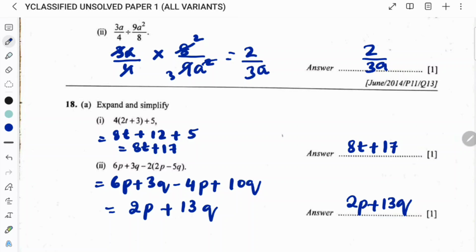Okay, so I'm skipping a few questions now. I've done lots of questions, and the same kind are coming up now, so just skipping some questions and moving forward.